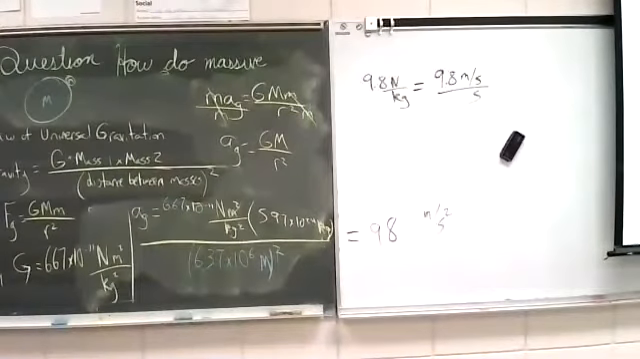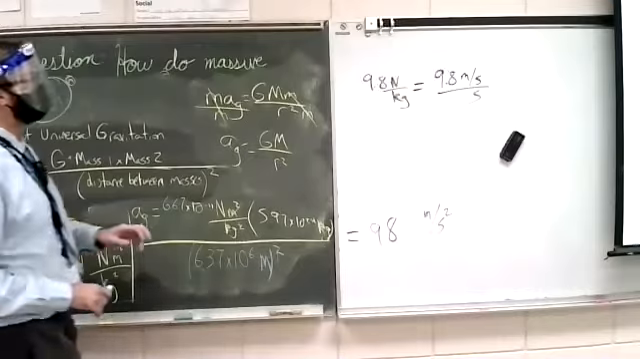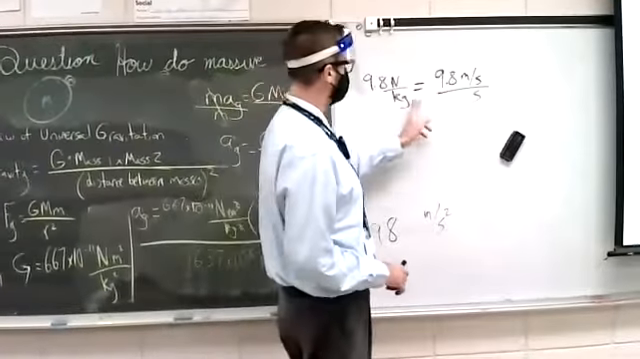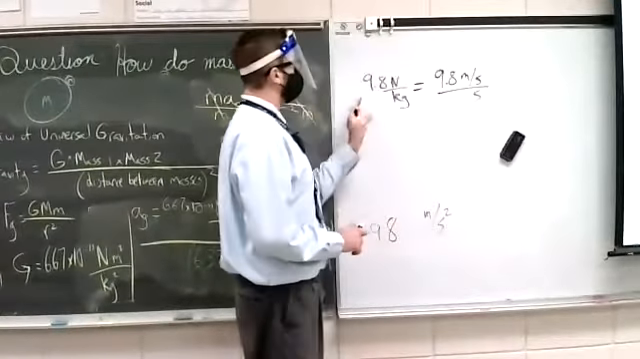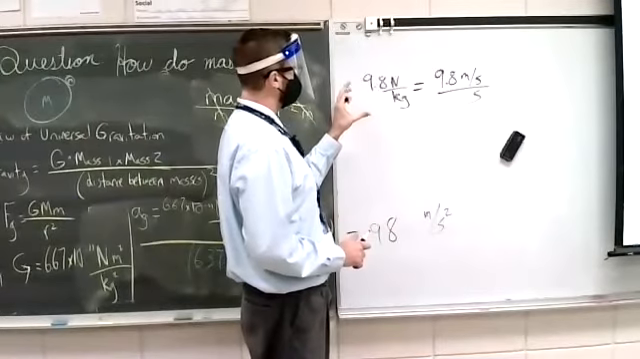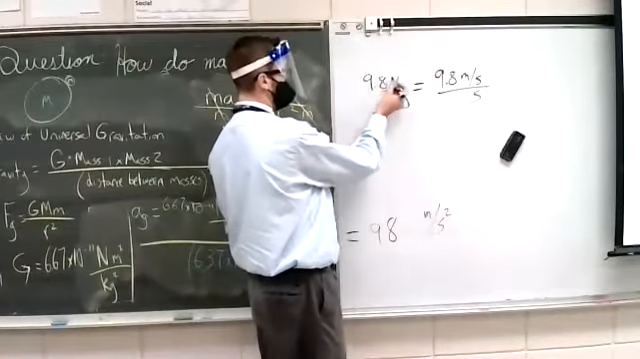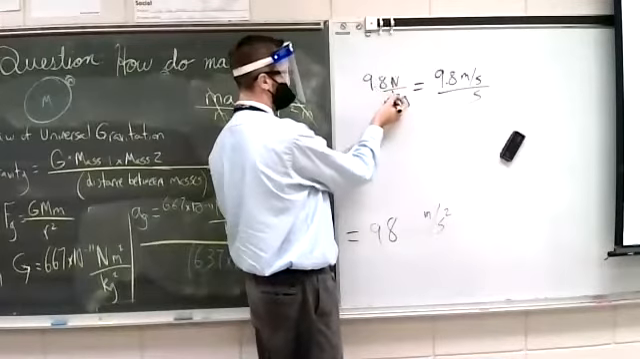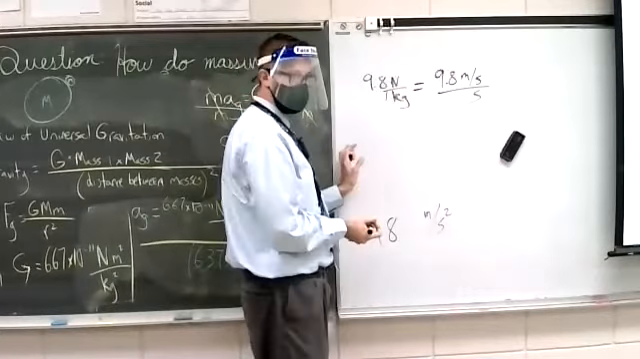All right, and we're back. So we're looking at this equality here. One of the ways to think about how strong Earth's gravity field is that it exerts 9.8 newtons of force for every 1 kilogram of mass.